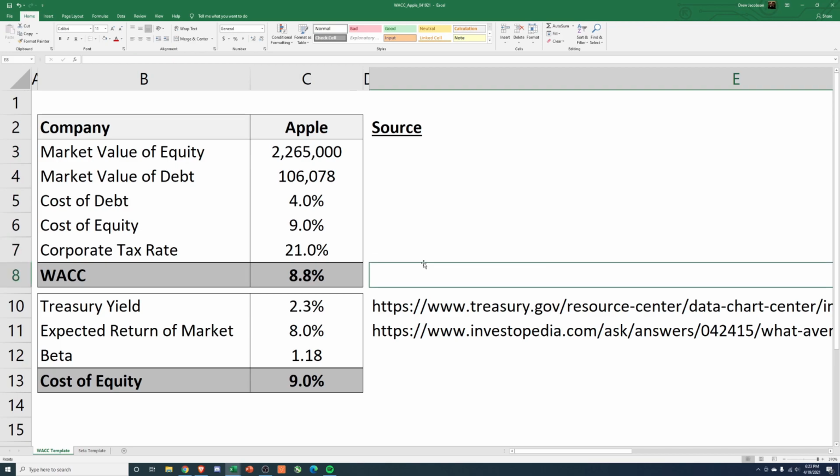So if you built a model or something like that, you could go plug that in and see what kind of valuation you get based off Apple's cost of capital.